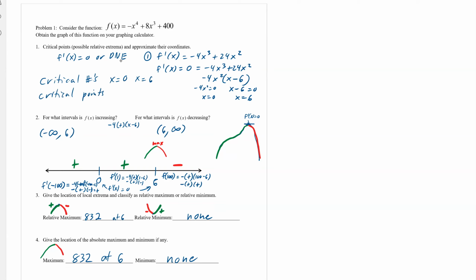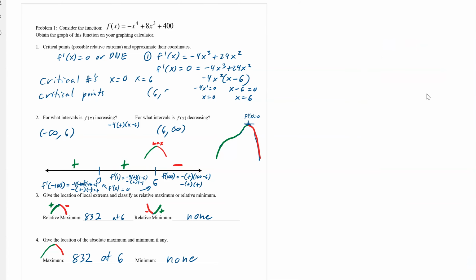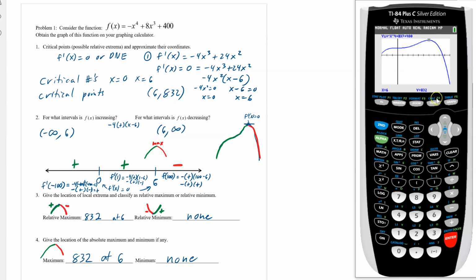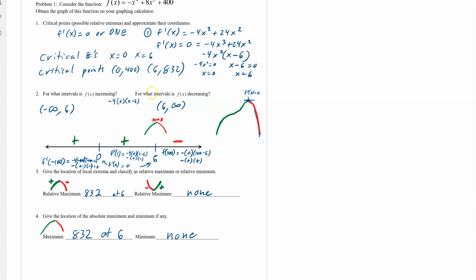are the actual points. So if you go into your calculator and you hit trace, we already know 6 is 832, so we would have 6 comma 832. Now if you do the same thing with the 0, it's 0, 400. Those are your critical points. So critical numbers are the x equals 0 and x equals 6. Critical points are the 0, 400 and 6, 832. And those are very important for all of our questions.